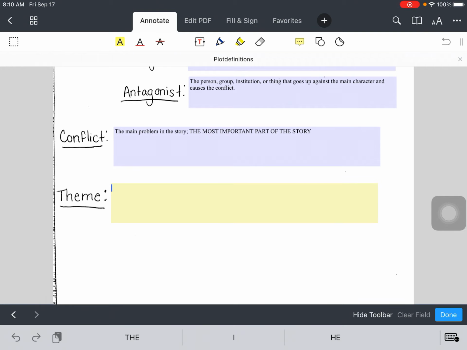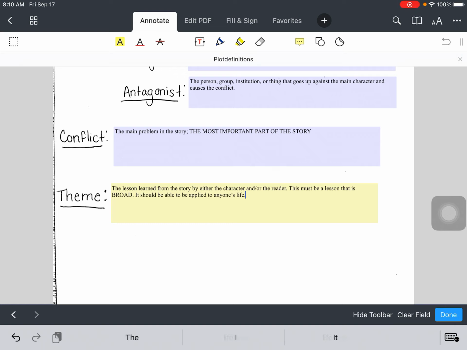And last but not least, theme is the lesson learned from the story by either the character and or the reader. Now, this must be a lesson that is broad. And what I mean by that is you do not want it to be very specific to the story itself. You want it to be something that could be applied to anyone's life.